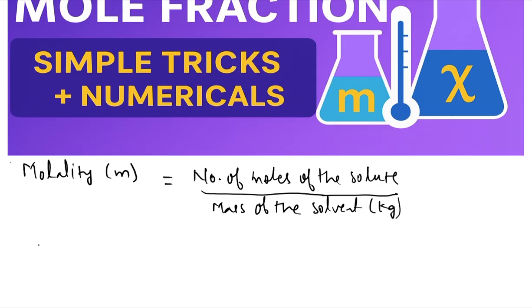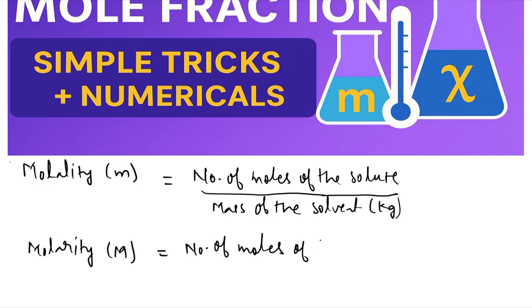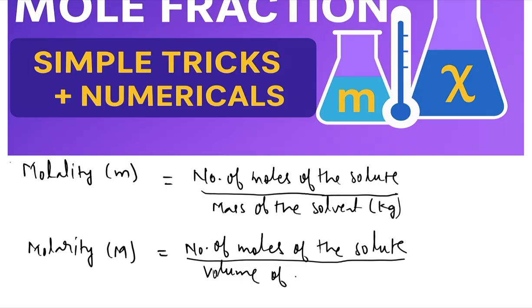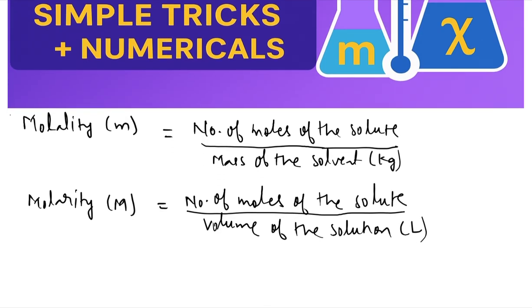If I compare it with molarity, this is the first difference. Molality is represented by small m, and molarity is represented by capital M. Molarity was given by the number of moles of the solute divided by the volume of the solution in liters. So this was the formula for molarity.